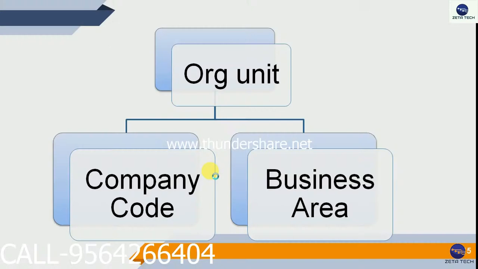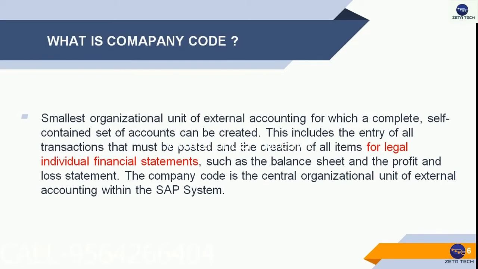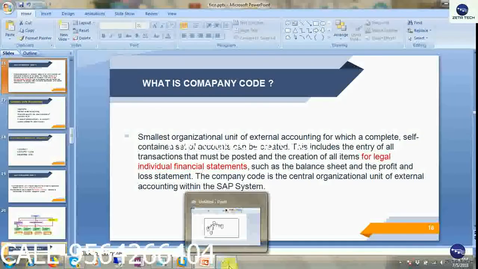So our next part is the company code. What is a company code? It is the smallest organizational unit of external accounting for which a complete self-contained set of accounts can be created. This includes the entry of all transactions that are posted and the creation of all items for legal individual financial statements. Now first of all, let us see what is a company and what is a company code.